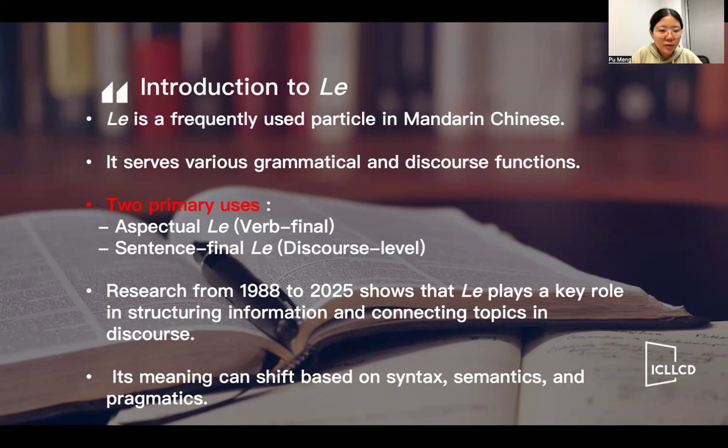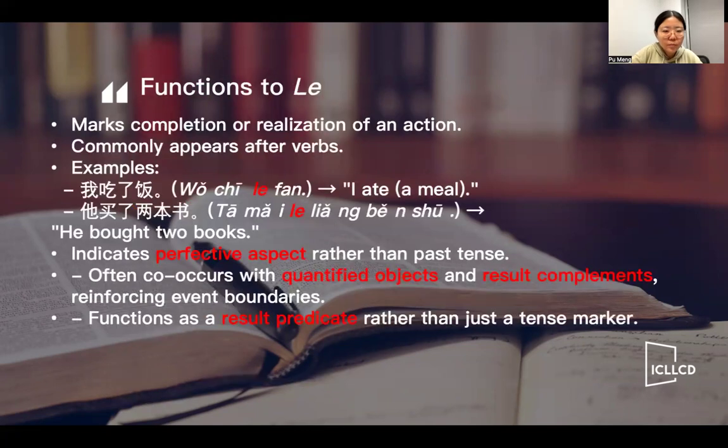There are two primary uses. First is the verbal le, a verb-final use, which means le is used after the verb. And then the sentence-final le is at the discourse level. That means le is at the very end of the sentence. The research from 1988 to 2025 showed that le plays a key role in constructing information and connecting topics in the discourse. Its meaning can shift based on syntax, semantics, and pragmatics, and those three linguistic branches can combine with language acquisition and language cognition.